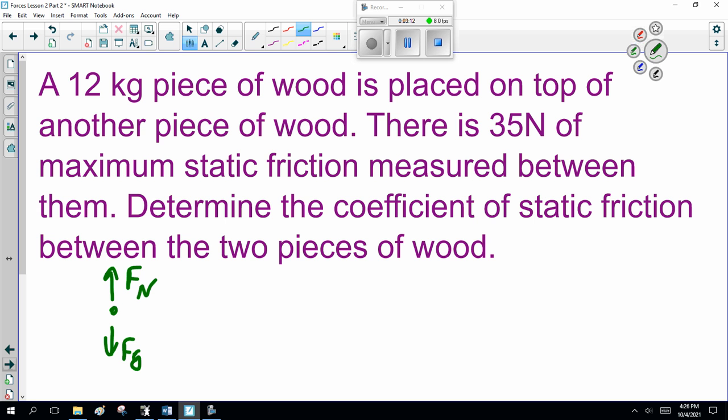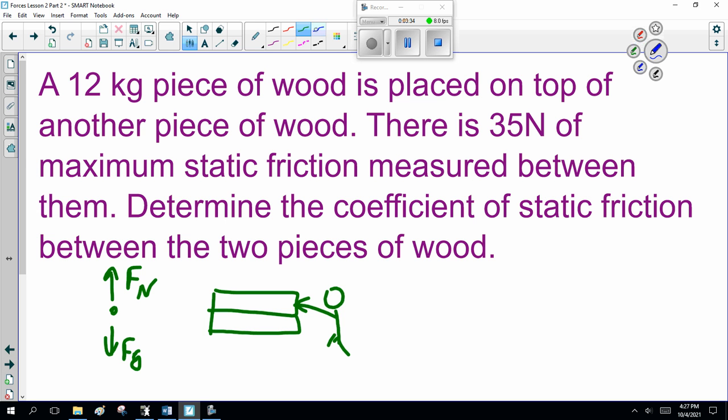Now, notice I haven't applied the force yet. Okay? So I will in a minute, and if you want to get picky, that's a crappy picture. Here's the two pieces of wood, and here's Mr. Sutton applying the force. Okay? Now, determine the coefficient of static friction.